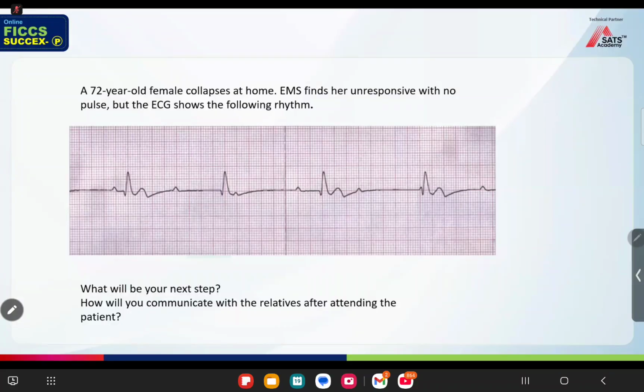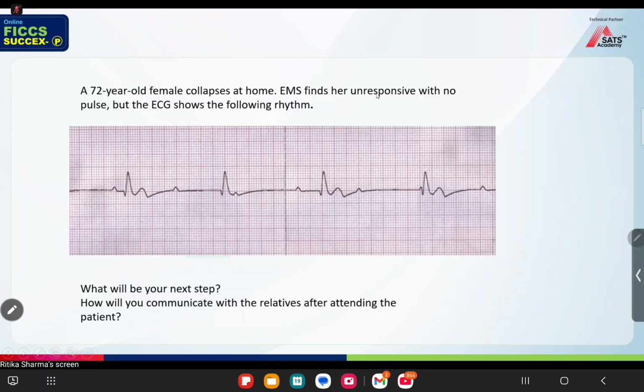What is this? 72-year-old female collapses at home. The emergency services find her unresponsive with no pulse, but the ECG shows the following rhythm. So what will be your next step? The ECG shows bradycardia with a rate of maybe 30, and there is a desynchronization between the P wave and the QRS complex. With the RR interval being regular, it is a complete heart block.